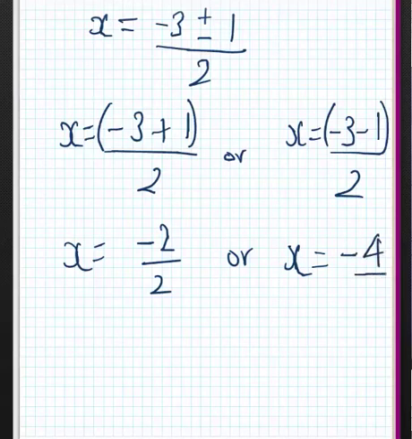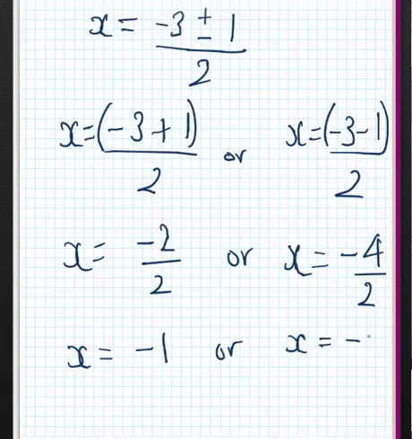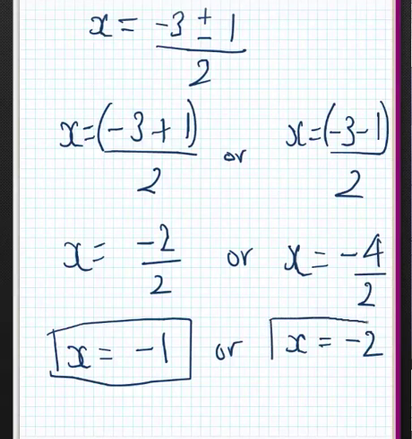And finally, if we simplify this, minus 2 divided by 2 is minus 1, and minus 4 divided by 2 is minus 2. And they are our two solutions, our two x-intercepts. And if you look back at your notes, you will notice that they are exactly the same as what we found before. When we factorized this using that quick method, we got the same solutions, x equals negative 2 and x equals negative 1.